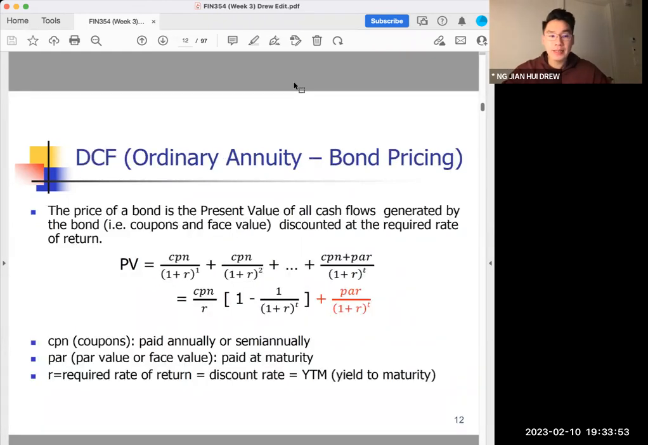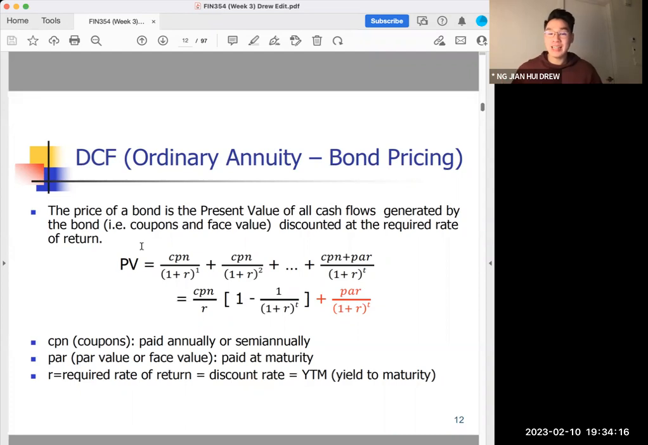So again, this goes back to your year one. It's on bond pricing. For bond pricing, we are using the annuity formula. It shouldn't be new to everybody because this is year one. But what happens in bonds? I'll just explain very generally. If you need, refer back to your year one notes.